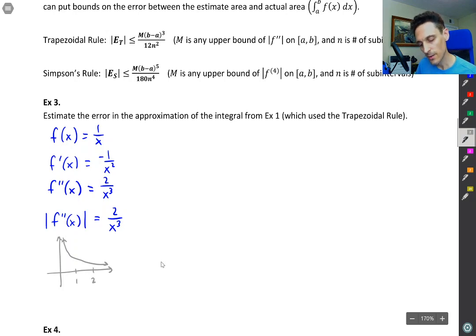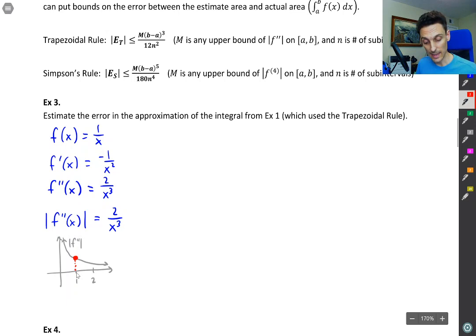So now let's write up what our interval is. It's from 1 to 2. And our job now is to find the maximum value of the absolute value of f double prime, of the second derivative of f, on that interval from 1 to 2. So we just have to figure out where the value is the biggest. Remember that what we've drawn here is the absolute value of the second derivative of f. That's the graph we're looking at. So it looks like it's biggest over to the left side of that interval. That's where it's the biggest, at x equals 1.